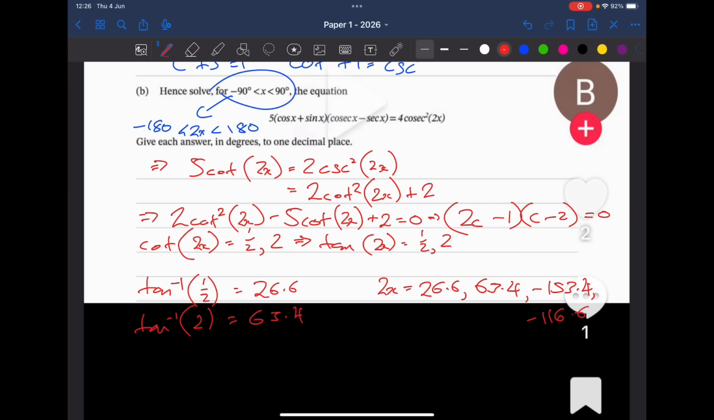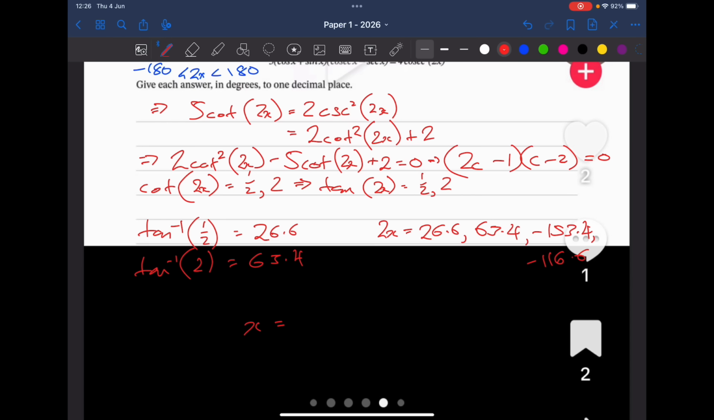They're both for 2x, so halving all of those for the final answers. 13.3. 63.4 divided by 2 is 31.7. 153.4 divided by 2 gives me 76.7. That's a negative one. And then 116.6 divided by 2 is 58.3, but again, negative.